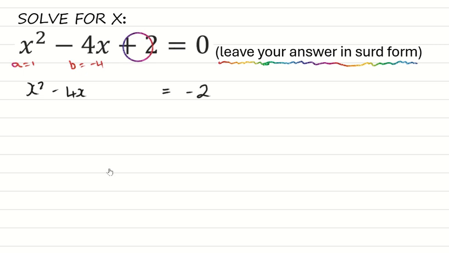Now at this point, we are going to introduce a number that is not supposed to be there, but at the same time we're going to get rid of it. So I want the c value, right? Because that is going to allow me to factorize this incomplete trinomial on the left. So, to get the c value, we say b over 2 squared. Our b value is minus 4, over 2, squared, which will give us an answer of 4.